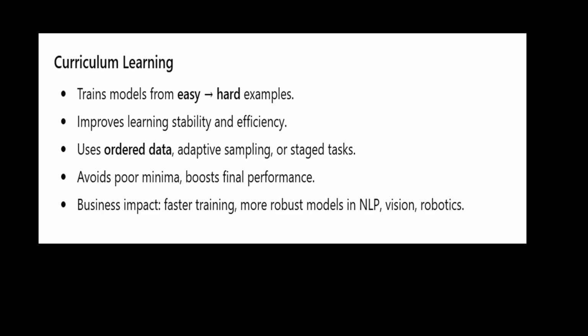So, technically, curriculum learning can involve dynamic data sampling, task scheduling, or adaptive difficulty measures to guide the learning process. From the business perspective, this approach helps organizations train more robust AI systems faster with less computational cost and achieve better results in applications like natural language processing, computer vision, and robotics.